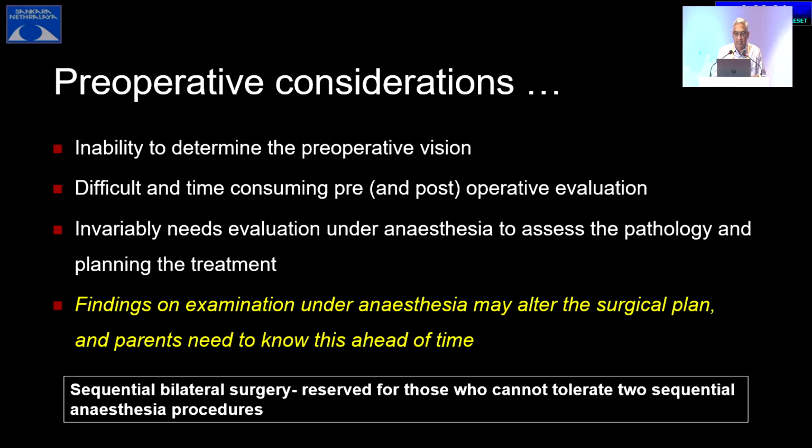Regarding preoperative consideration, usually you have an inability to determine preoperative vision. These are difficult, time-consuming examinations, and invariably these eyes need examination under anesthesia to decide your plan. Findings on examination may alter your surgical plan, and you need to counsel parents for the same. Sequential bilateral surgery can be done, but as a protocol we keep it for exceptional situations where anesthetists feel that a second anesthesia cannot be given.